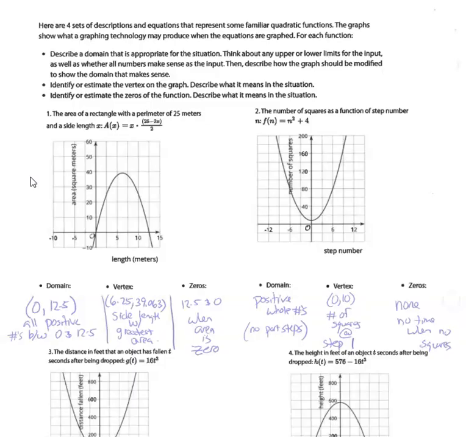So on here, these are 4 situations we've already discussed. We've also discussed domain, vertex, and zeros, and they wanted to know if you could look at this, figure out what is the domain that makes sense for the problem, what is the vertex and what does it tell you, what are the zeros and what do they tell you. So on this first one, we did a problem before where I was talking about a rectangle with a certain perimeter and you're trying to maximize the area.